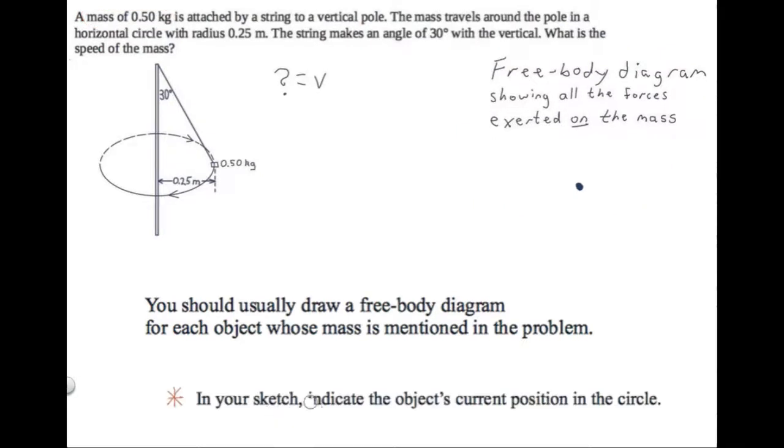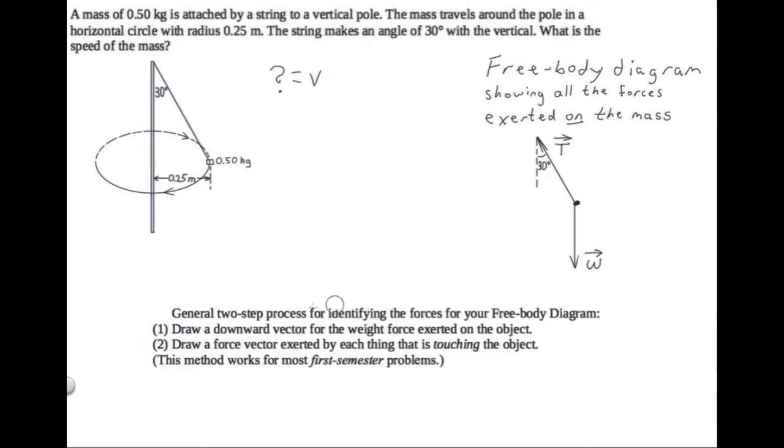In your sketch, you should indicate the object's current position in the circle. Well, the object was already drawn in the sketch that we were provided by the problem. So we should simply notice that the object currently appears to be located at the far right of our horizontal circle.